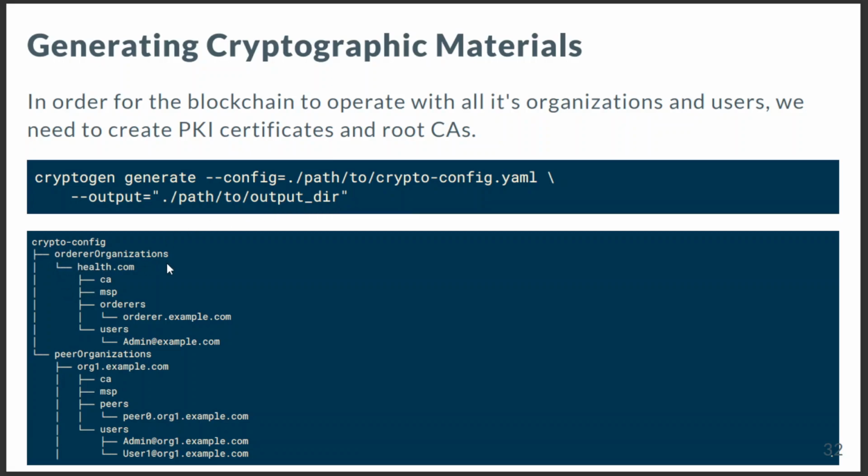So crypto config, orderer organizations. Under orderer organizations, we have health.com, one organization. Under health.com, we have the CA, the MSP keys and certificates. The orderers, we have one orderer, orderer.example.com, the users, admin. So one of the users is the admin. And for peer organizations, we have the org1.example.com. We have the CA directory, the MSP directory, the peers directory, and for peers directory, we have the peer0 directory, and finally the users, admin and user one. So remember that we mentioned that for peer organizations, the template for users would be one, that extra user is user one.